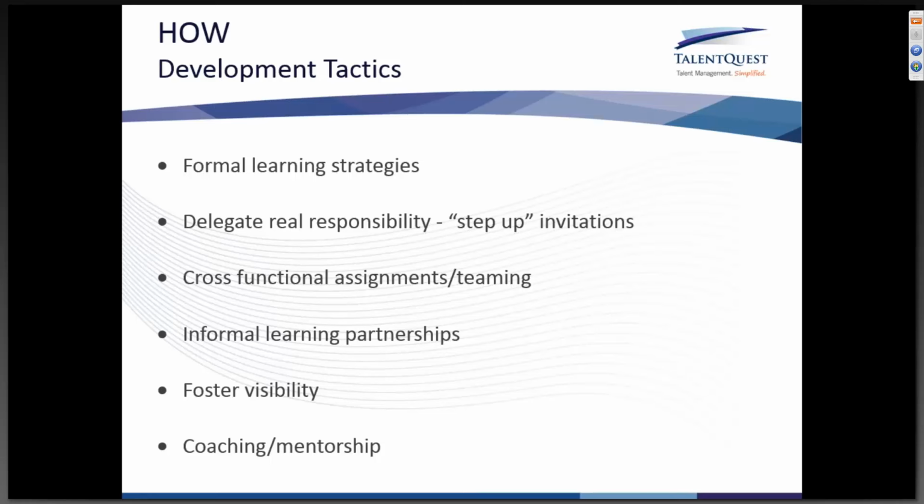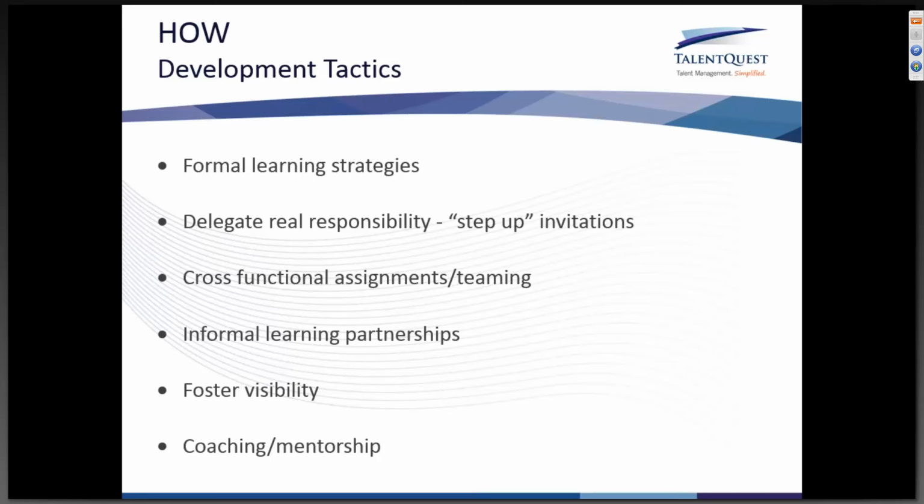As far as the tactics for helping with development, obviously most of these are pretty common sense, but I think the first starting place is formal learning strategies, whether that's web-based trainings, learning management type activities, whether that's conferences or training events or readings. Formal learning strategies are things that are pretty commonly used.